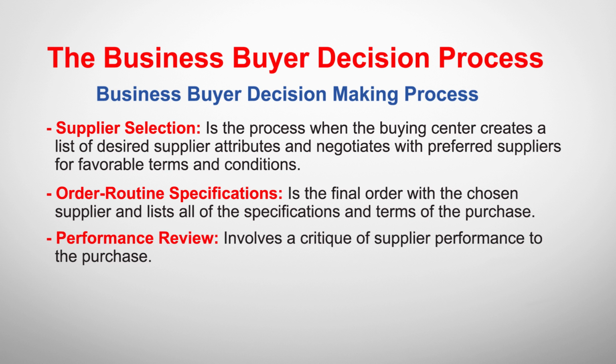The last step is the performance review, which involves a critique of supplier performance against the purchase terms. So today we have talked about the business and consumer markets and the behavior models of each one of them. We also have talked about the factors affecting decision making in the purchasing process.